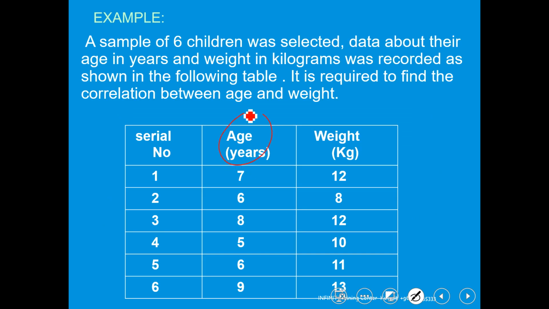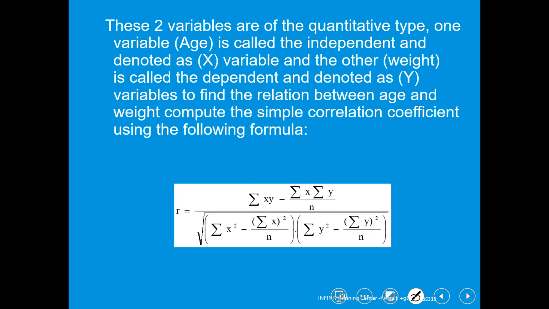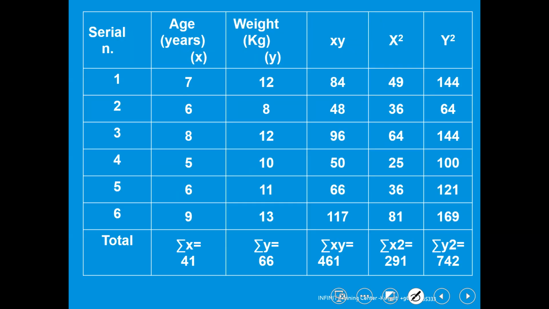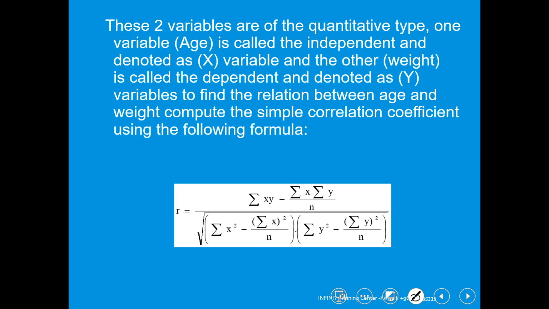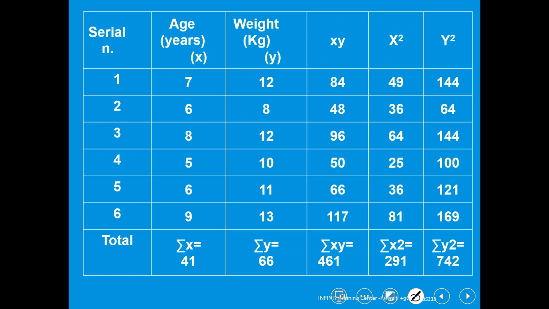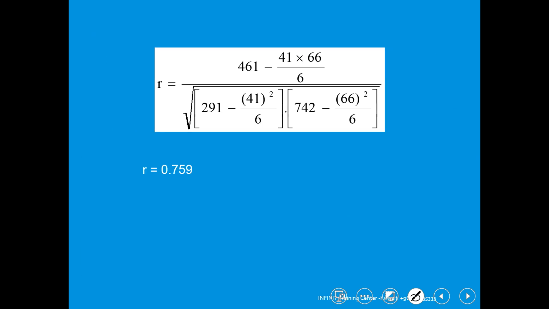Okay, here you can see age and weight of students. So what's the relationship? When the age is increasing, weight is increasing. So we can find out the correlation coefficient by using this formula, and this is the method that will be used, but we are not explaining this. And finally you will get a number here, 0.759. It is a positive value, 0.759.